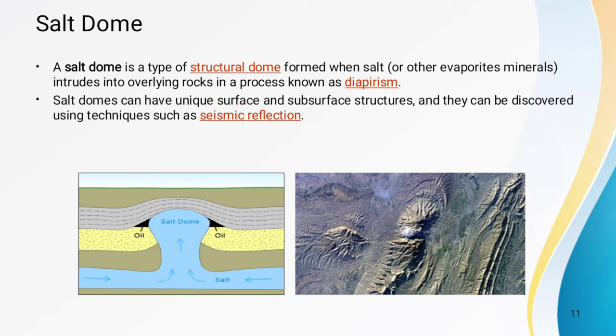How is a dome differentiated from a salt dome? See here, the salt dome color is dark, but this color is somewhat whiter than the surrounding. This process is known as seismic reflection. From this we can identify that this can be a salt dome.